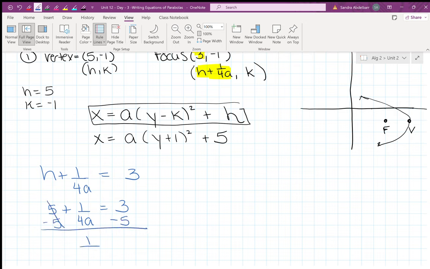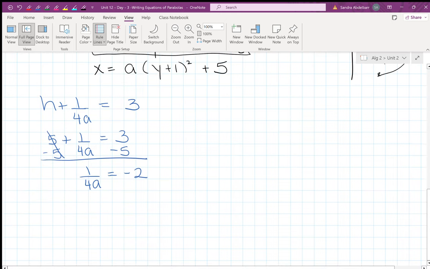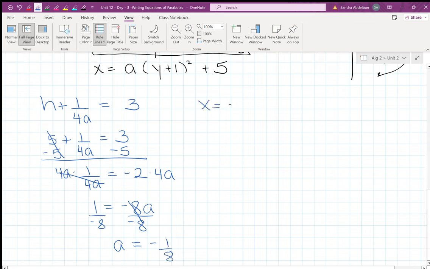All right, so I'm subtracting that 5. So we're going to have 1 over 4A equals -2. In order to solve for a variable, I need to get it out of the denominator. So I'm going to multiply by 4A on both sides. So now I'm going to have 1 is equal to -8A, and then I'm going to divide by -8. So we have A is equal to -1/8. So we have x is equal to -1/8 times the quantity y plus 1 squared, plus 5.